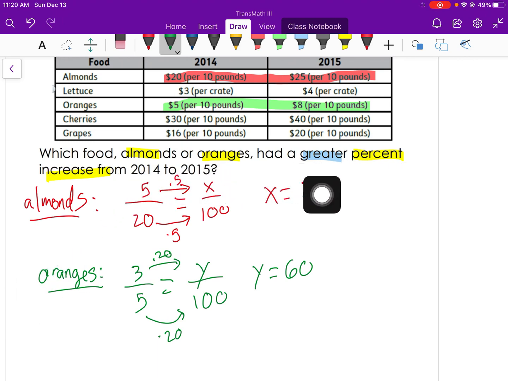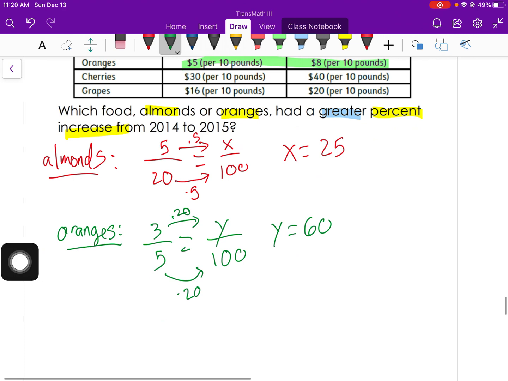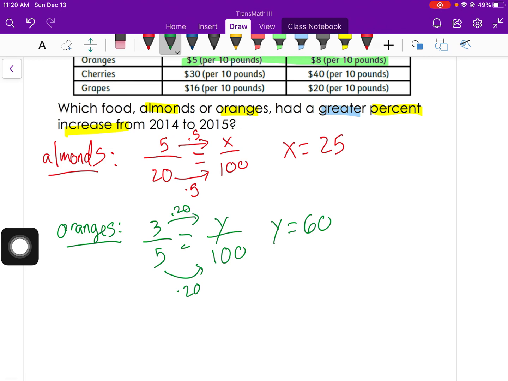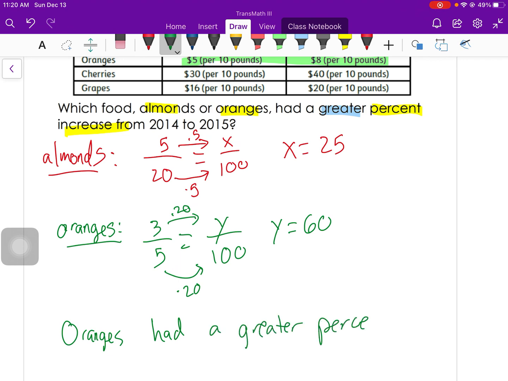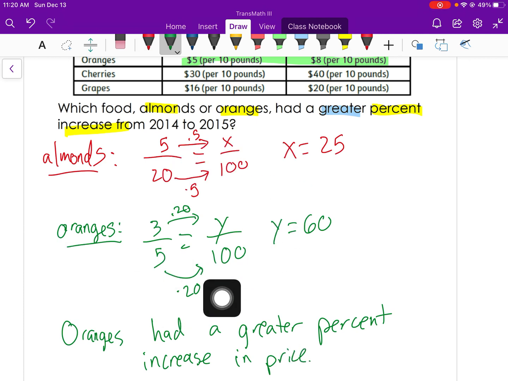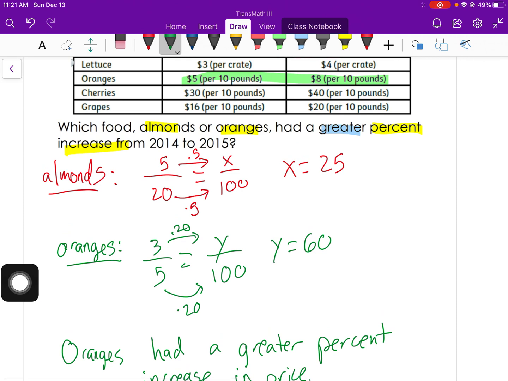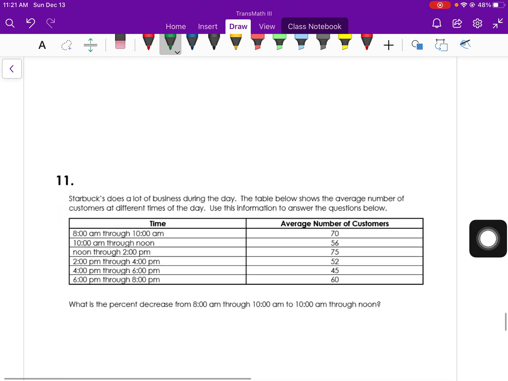So which food, almonds or oranges, had a greater percent increase? Well, 60 is bigger than 25. I made sure I labeled my thing so I know that 60 is representative of oranges. So oranges had a greater percent increase in price. I could do this same question and ask for which one had the lower percent increase. It'd be the opposite answer. So it's important that you identify which thing you're solving for, solve for it, and then compare the two numbers.